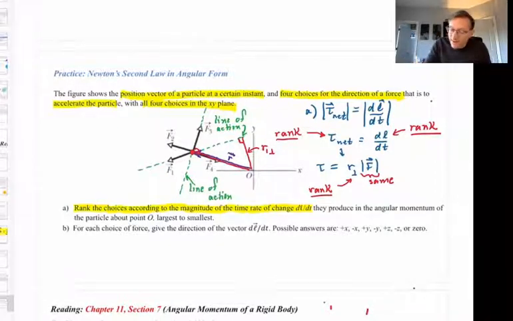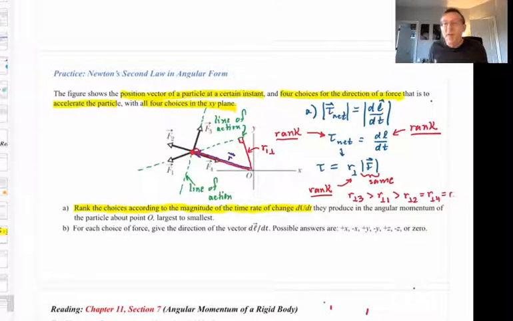So the ranking of the moment arms is, the biggest is R perp 3. The next biggest is R perp 1. Write it like that. And then the next is R perp 2, which equals also R perp 4, and they both equal 0. So that's the ranking of the moment arms. 3, then 1, then 2 and 4 tie. Therefore, that's the ranking of the torques. Therefore, that's the ranking of the dL/dts.